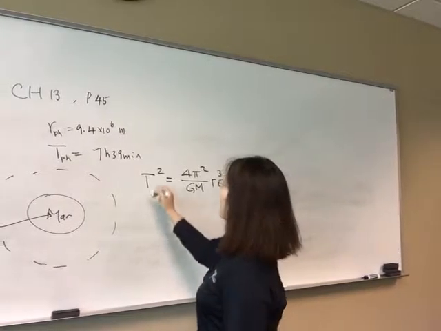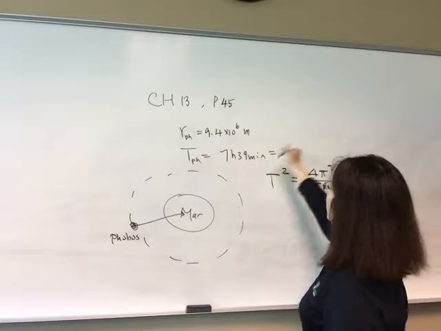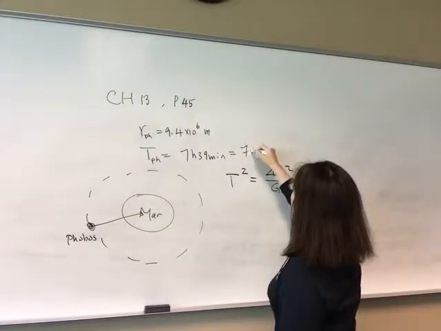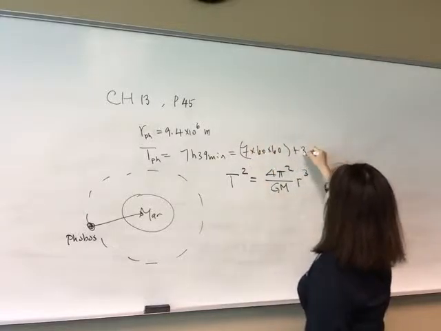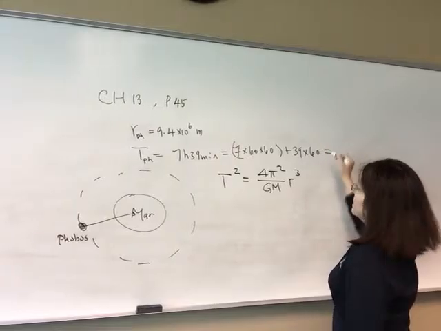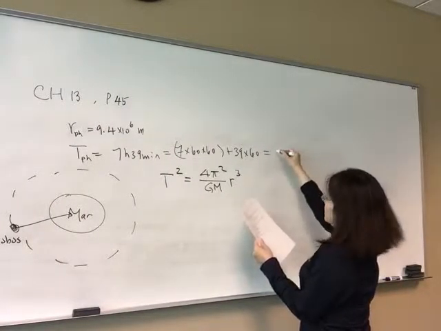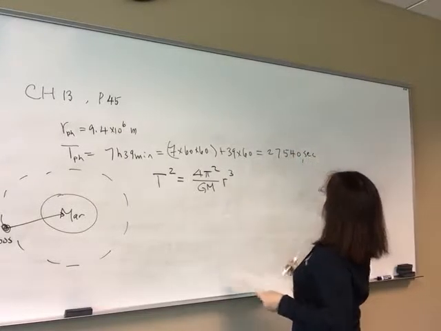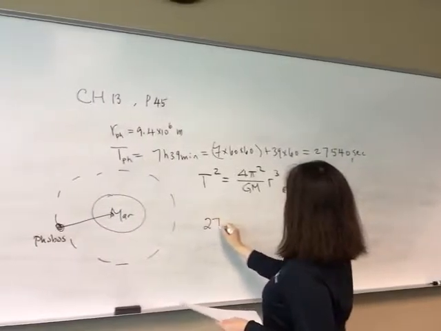So let's do that. Before we do that, the period is given in hours, so we need to convert it to seconds because that's the SI unit. So 7 hours, 1 hour is 60 minutes and 60 seconds, plus 39 times 60, and you will get 27540 seconds. Okay, so that is the period. So you plug into this equation.